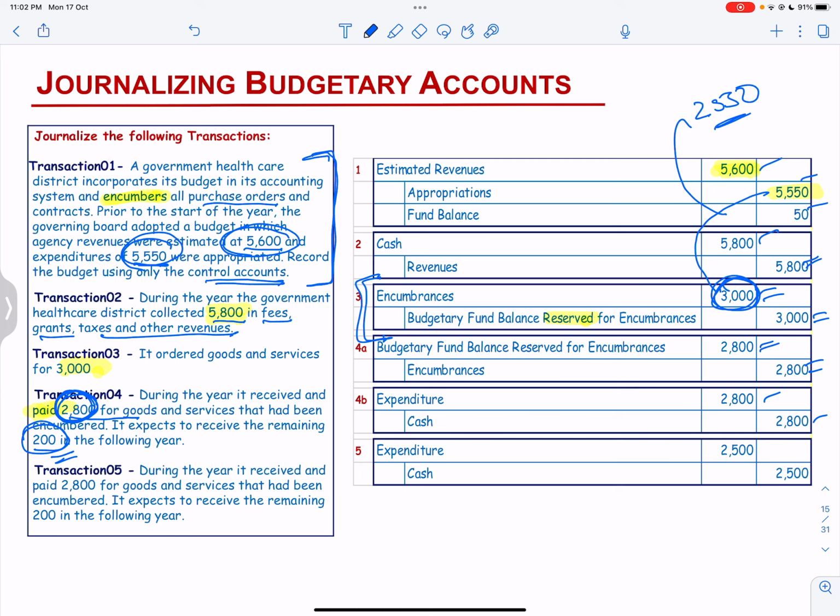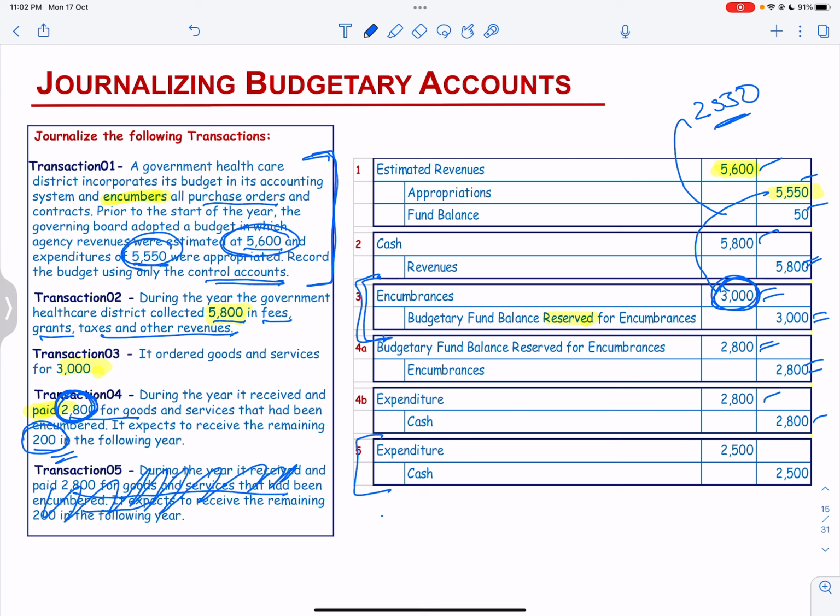Then we have transaction number 5. During the year it received and paid 2,800 for goods and services that has been incurred. It expects to receive the, I repeated the same transaction. There is a mistake on my part, and let me make a transaction for this one.